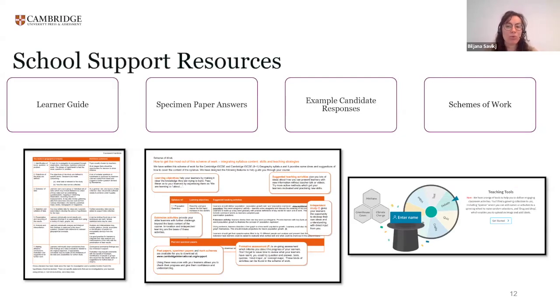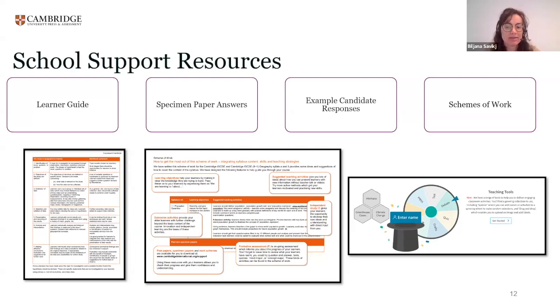Next, you can see what exactly is available for history here, for both AS level and A level. So the following support will be available. Learner Guide, that will be available from July 2025. The Learner Guide explains what learners need to know about the course and examinations. Learner Guides provide learners with the tools and approaches to learning, as well as examples of exam questions and a guide on how to answer them well as revision checklists to self-assess their own understanding and knowledge of history.